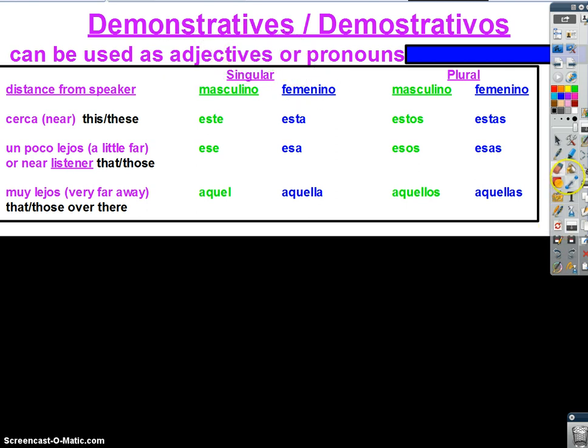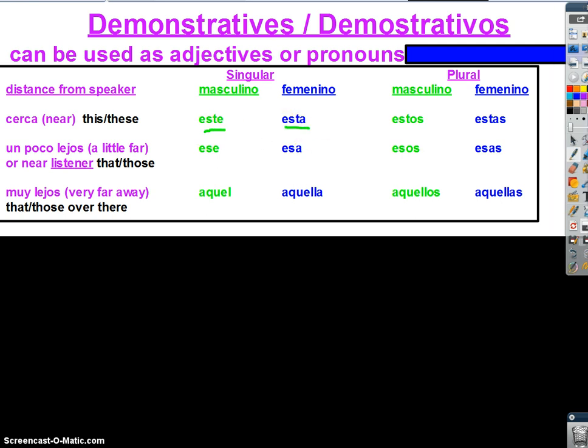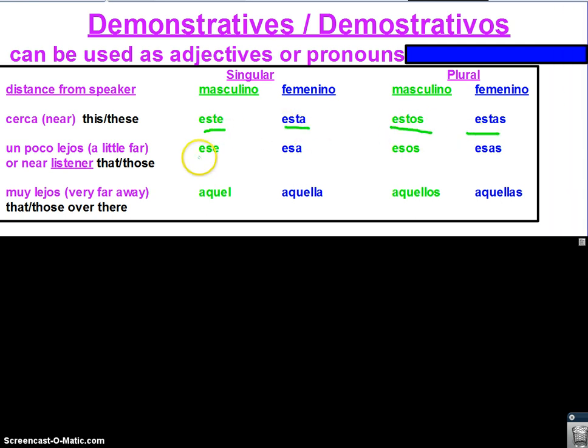Okay, so you guys already know this, these, that, those. And now you guys are learning how to say that over there and those over there. And you guys understand that there's a masculine form and a feminine form and plural versions of each.